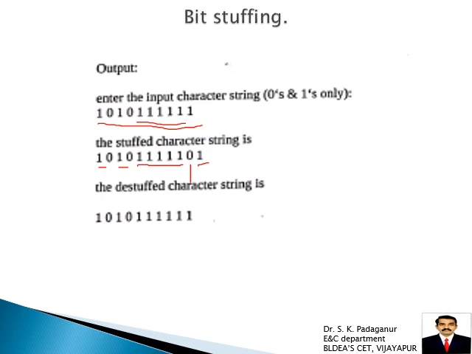Then after destuffing, the 0 has to be removed. Again the original data, whatever we transmitted, is received at the receiver after destuffing. So this is the logic behind bit stuffing.